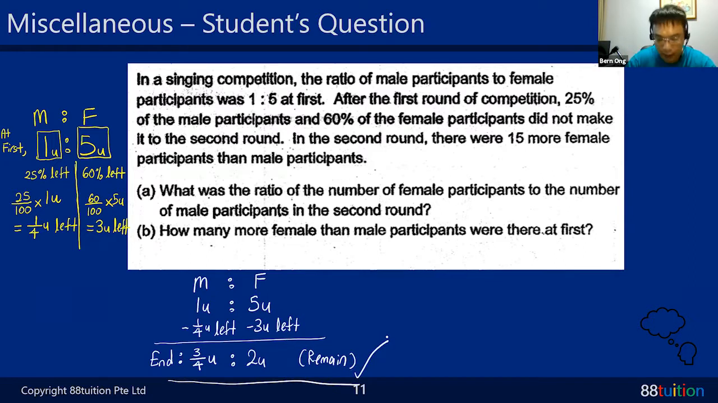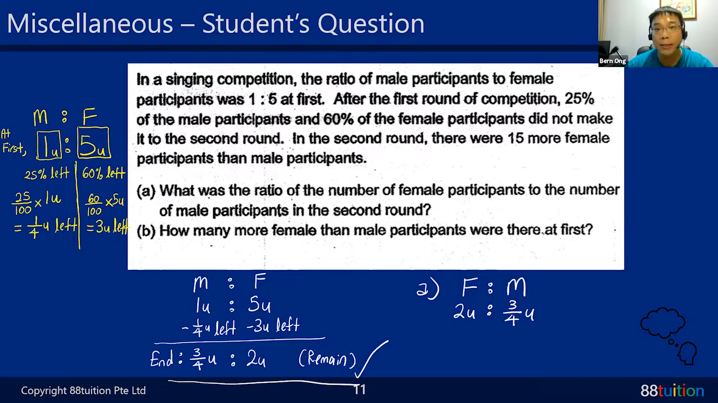Look at part A. Question say what? What was the ratio of the number of female to the number of male after the second round, right? All right. So F is to M. So F is what? F is 2 units. 2 unit is to 3/4 unit. But sure, ratio cannot have fraction.